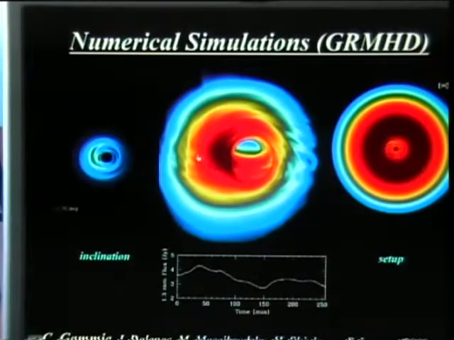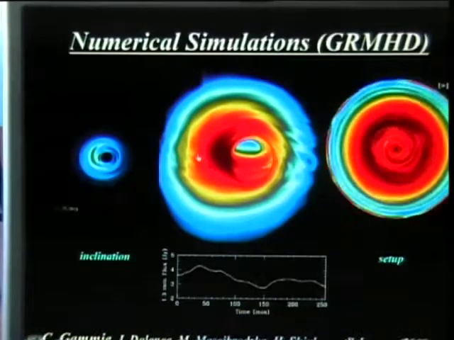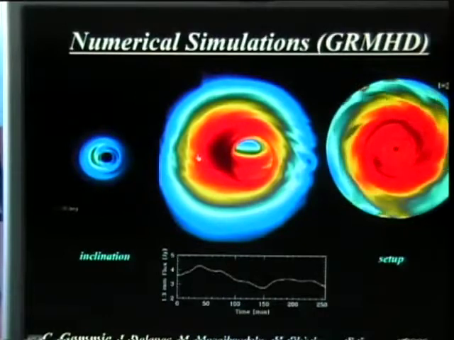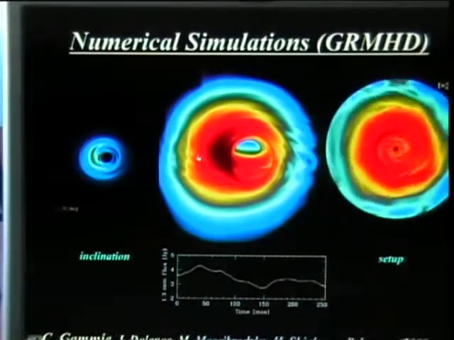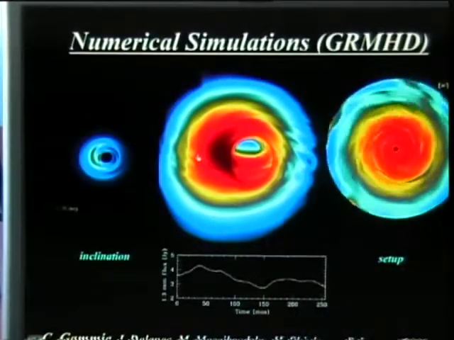So you can see, starting from an initial torus, the gas falls towards the black hole, and there is a lot of turbulence generated, which transports angular momentum outwards and allows the gas to accrete. And the image that one sees is the one that I showed before.